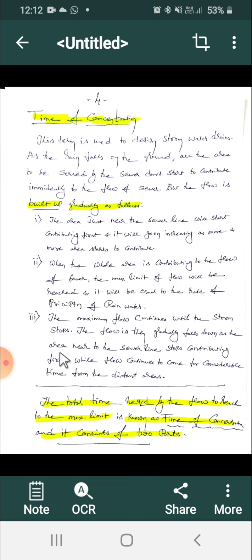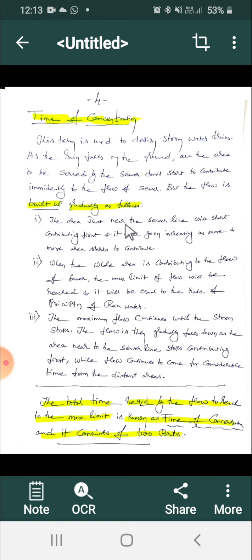Rainfall consists of two parts: the time of entry and the time of flow. In the last class I explained very neatly what the time of entry and the time of flow are. The time taken to reach the uppermost sewer line is called the time of entry.